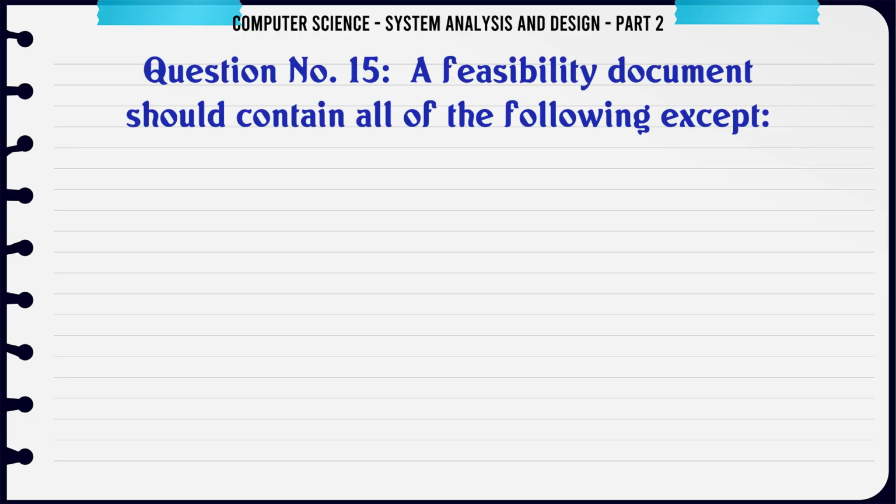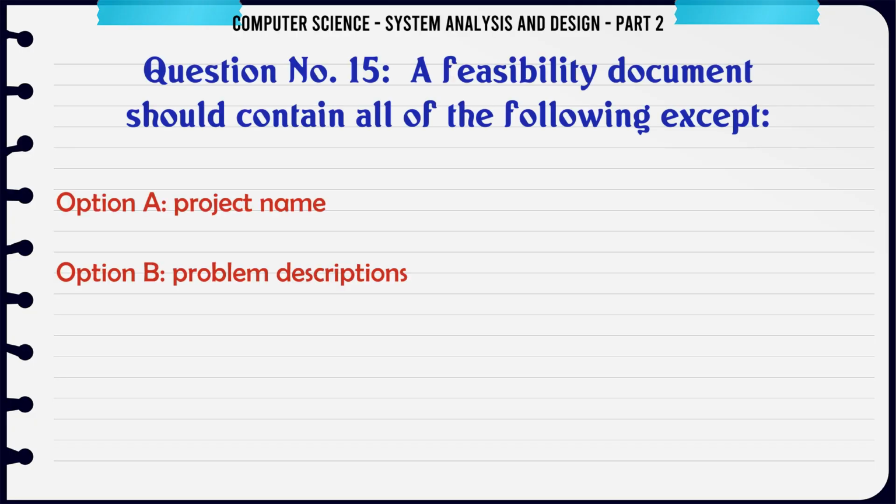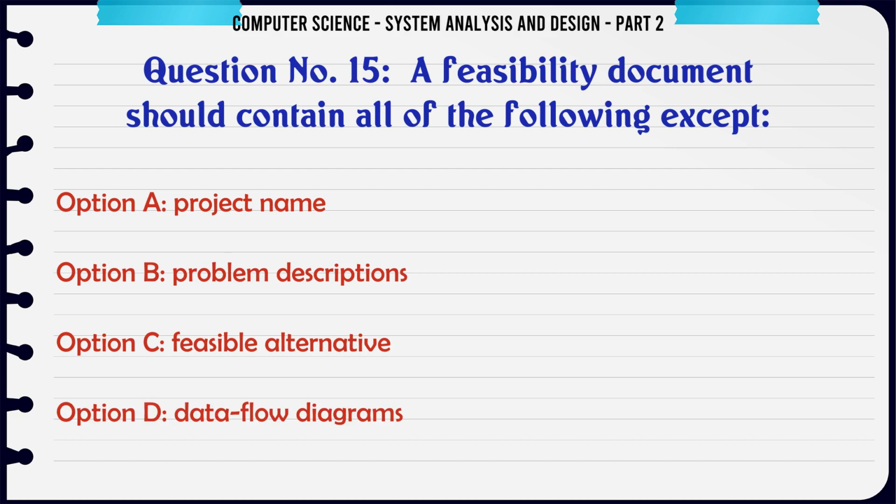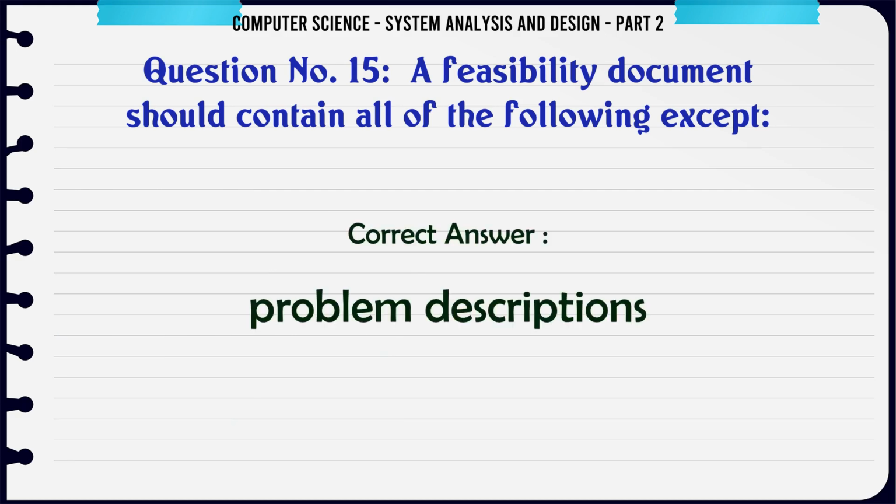A feasibility document should contain all of the following except A. Project name. B. Problem descriptions. C. Feasible alternative. D. Data flow diagrams. The correct answer is problem descriptions.